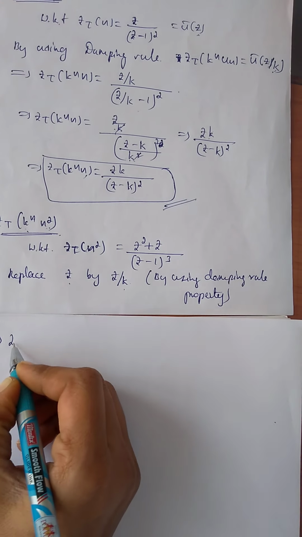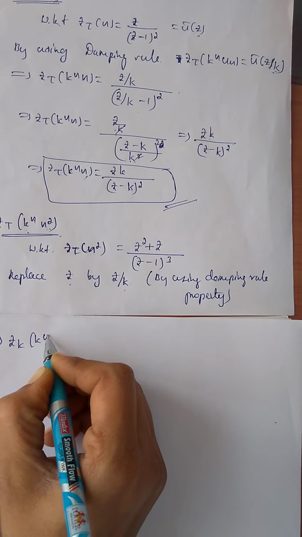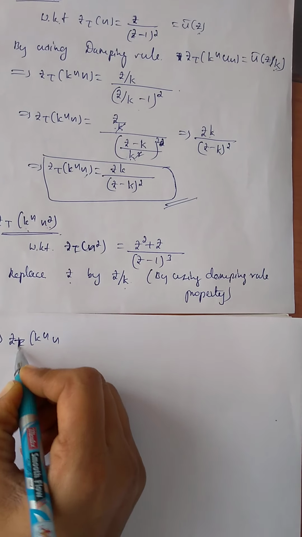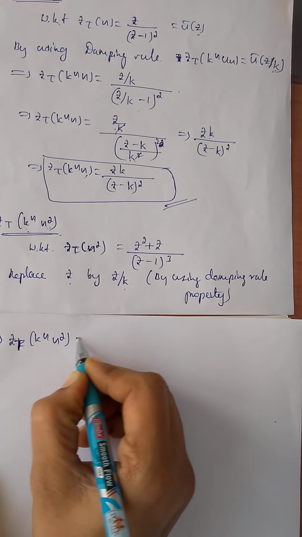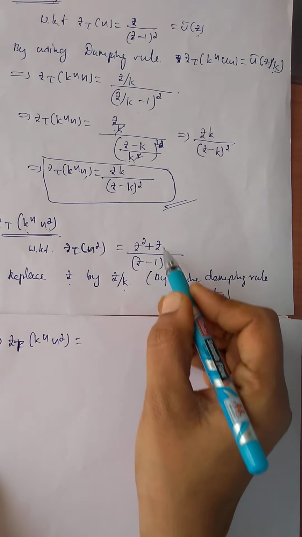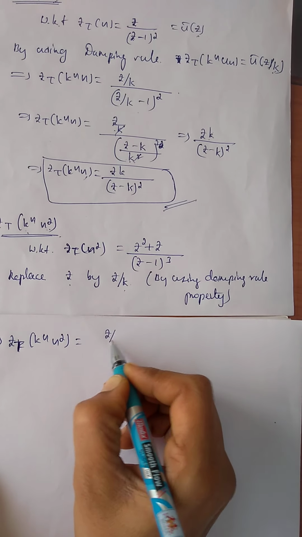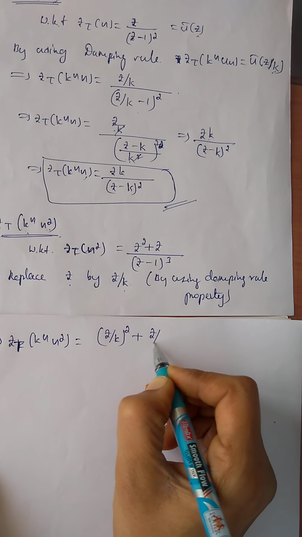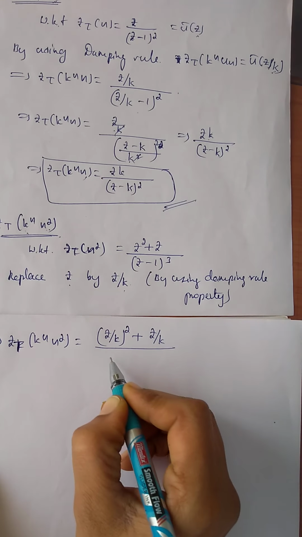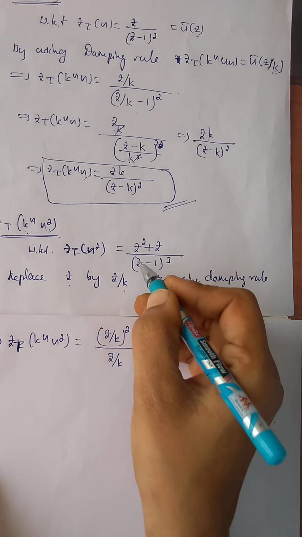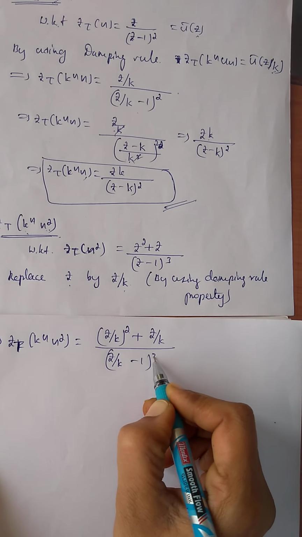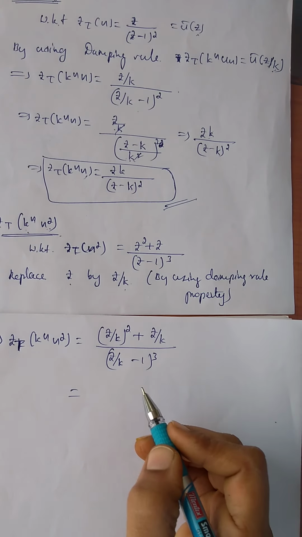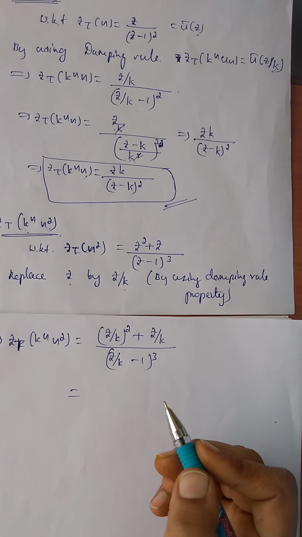This implies the z transform of k to the power of n into n square is obtained by replacing z by z divided by k. We get the first term z by k whole square and the second term z divided by k, and the denominator replace z by k minus 1 whole cube. So here also take LCM, we can simplify.